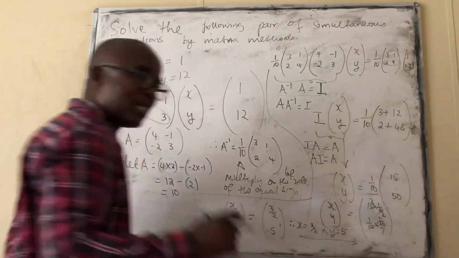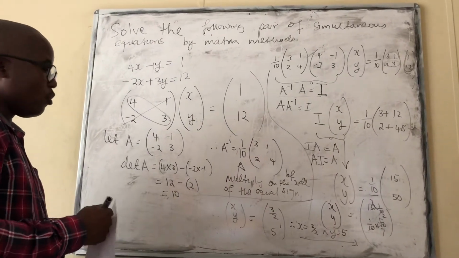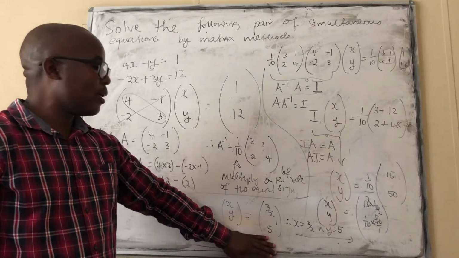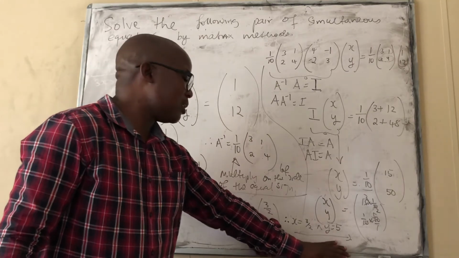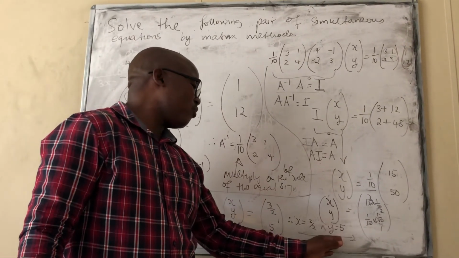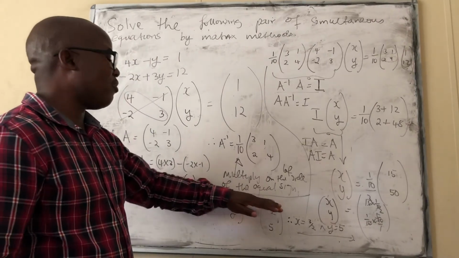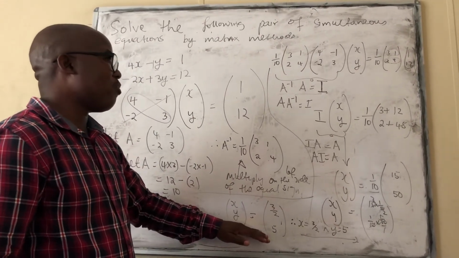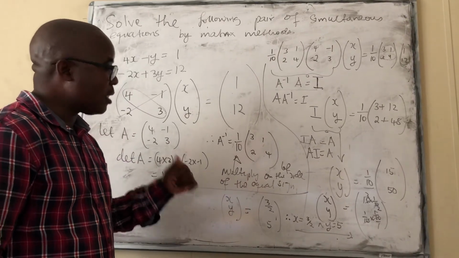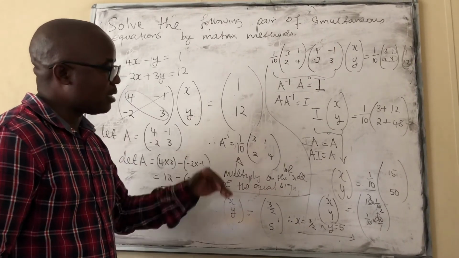Remember, we are being asked to solve. You don't leave your answer like this. This is part of the working. The answer should be expressed in this form where you state the value of x and the value of y. The top number is the value of x, the bottom number is the value of y. So this is how you solve simultaneous equations using the matrix method.